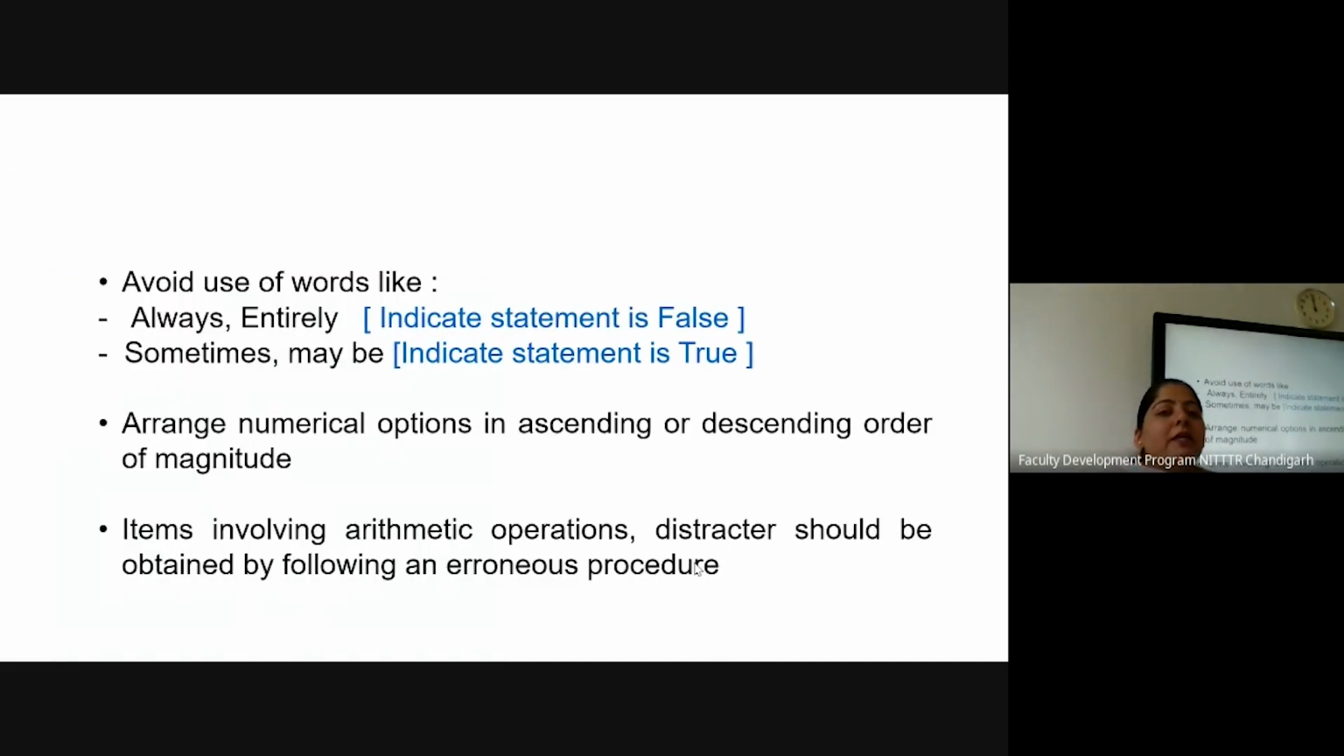The other thing that we need to consider while designing a multiple choice item is to avoid the use of words like always and entirely. When we read scientific literature a lot, we come to know that when many writers use always and entirely, it indicates that the statement is false. In scientific writing, many times when we say always, entirely true or entirely false, it indicates that the statement is false. Sometimes and maybe indicate the statement is true. So these terms need to be avoided.